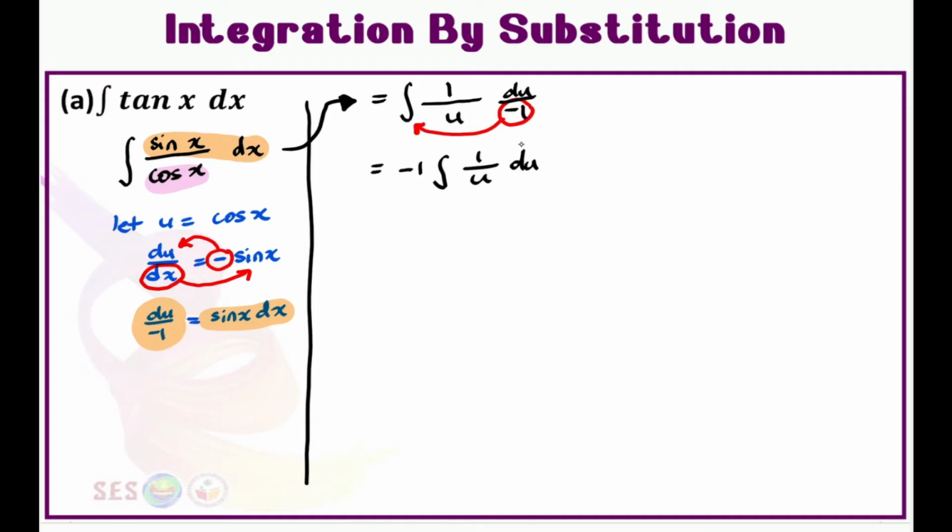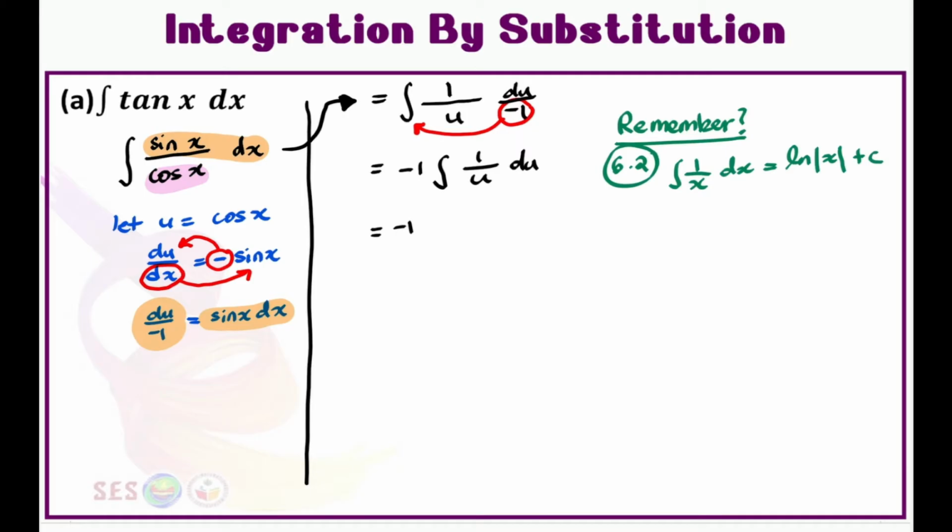So recall, if you still remember, in 6.2, you learn how to integrate 1 over x. And the answer is just ln modulus x plus c. So the same rules apply here. It's just that the letter has changed to u, but the method of integration is just the same. So negative 1 outside, integrate 1 over u, will get ln modulus u plus c.